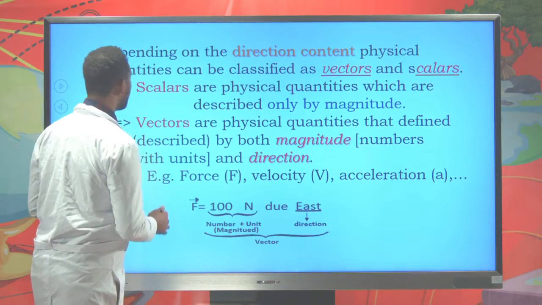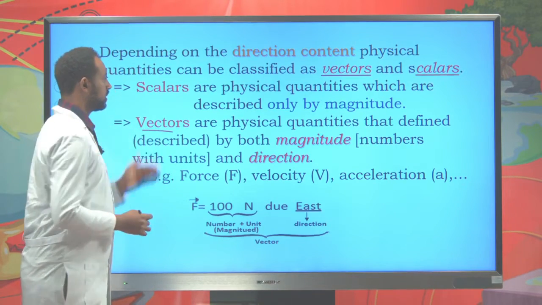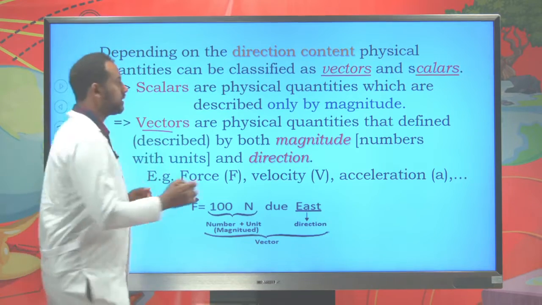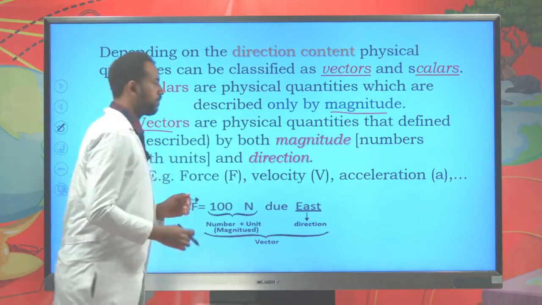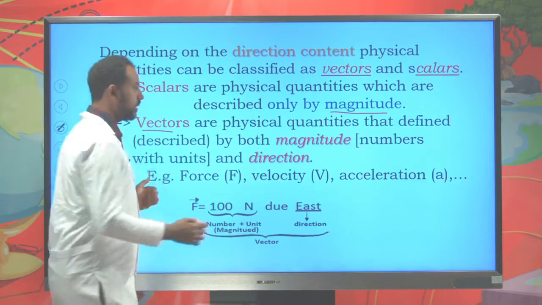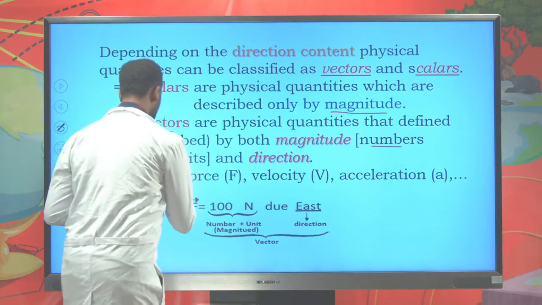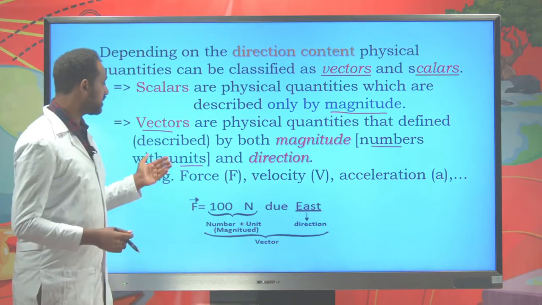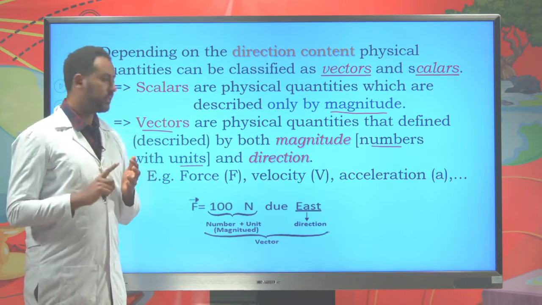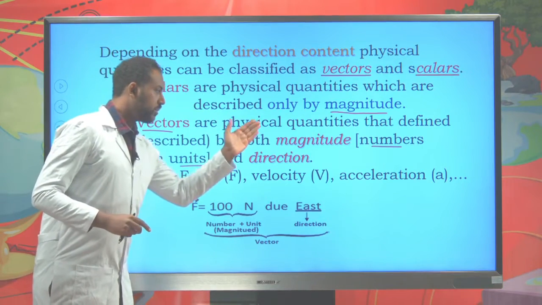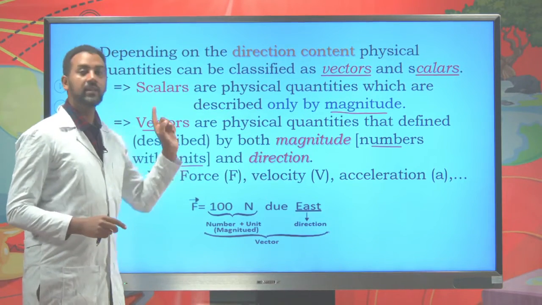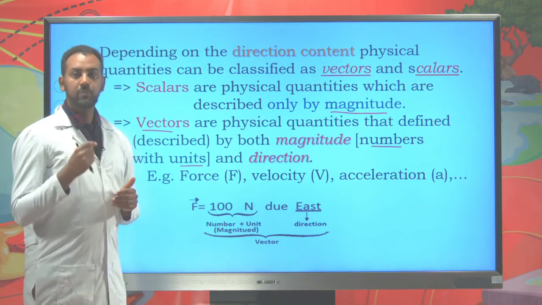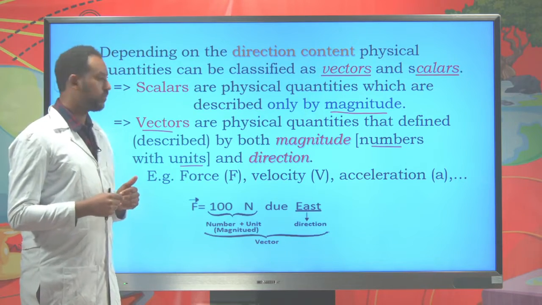So our main concern is to discuss vectors. Scalars are physical quantities which are designated only by magnitude. Magnitude means something which consists of a number and units. Whereas vectors are designated by both magnitude and direction. That means there is magnitude, which means number plus unit, and there will be a direction. So vectors are very important mathematical tools which are helpful for physics.